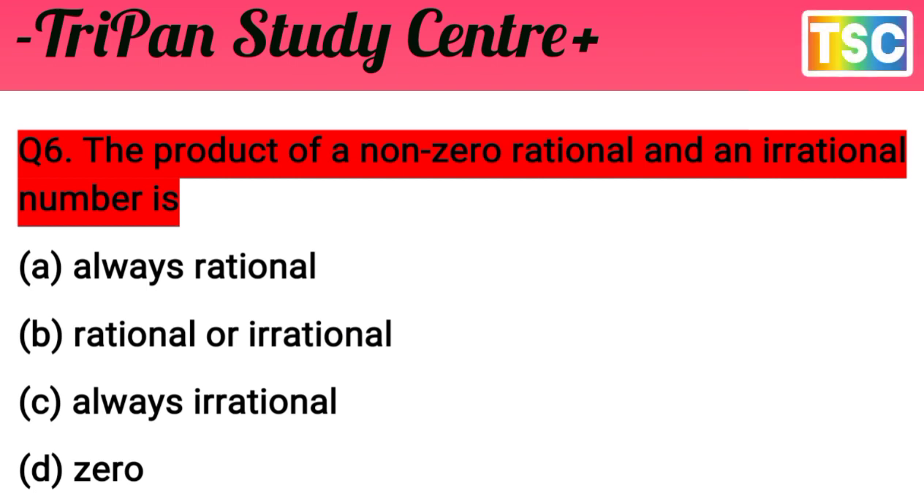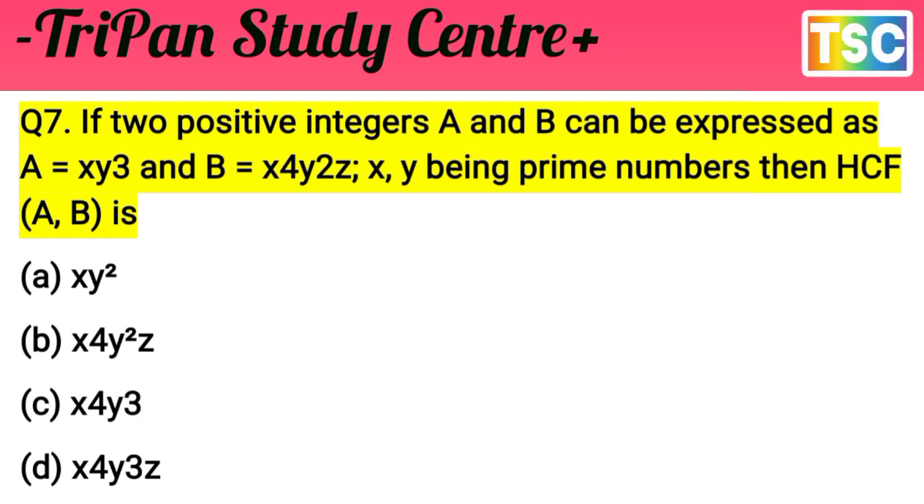Let's see the next question. The next question is important. If the two positive integers a and b can be expressed as a is x y3 and b is x4, y2 power and z, where x and y are prime numbers, then the HCF of a and b is? You know the question is clear, but you may be confused because the same question arrives here. It's not the same question. The question is similar, but here it asks for the HCF, the highest common factor, while the other question was about the lower common factor. That's an important understanding here.